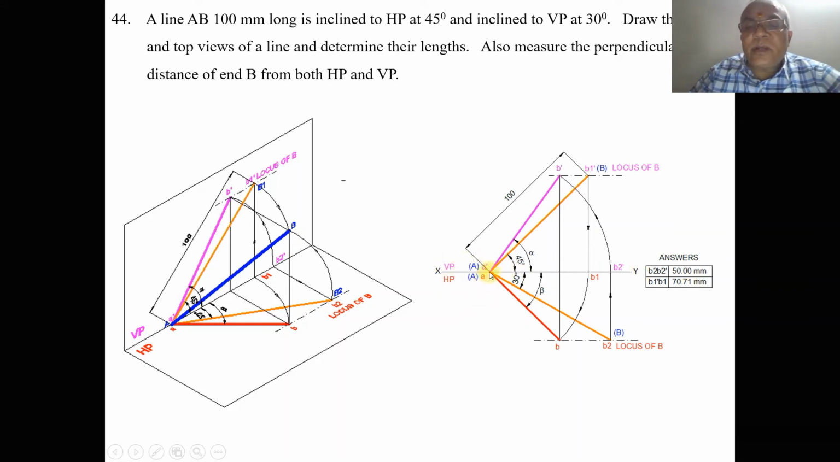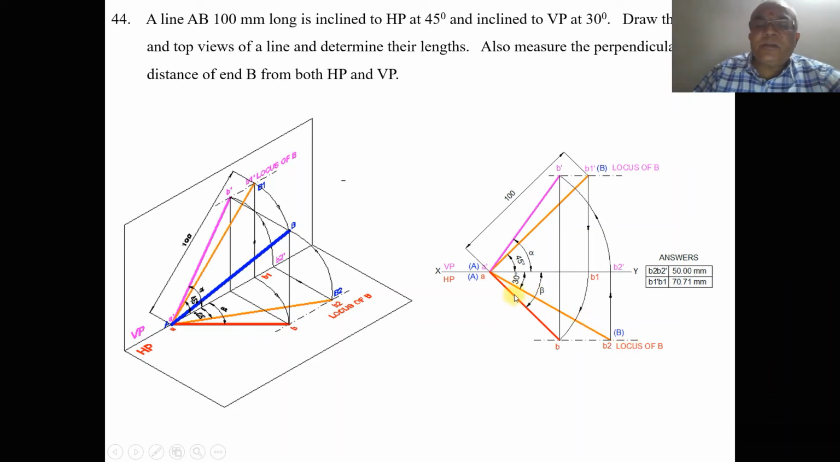Consider any point on both HP and VP, mark this point as A dash and A, capital A. Using the protractor with A dash as center, measure an angle of 45 degrees and draw an inclined line. Similarly, with A as center, measure an angle of 30 degrees with respect to the XY line, below the XY line, and draw an inclined line.